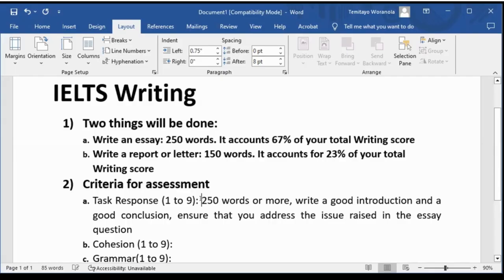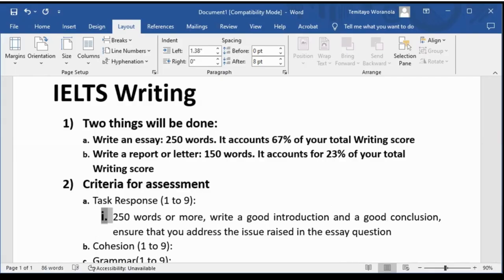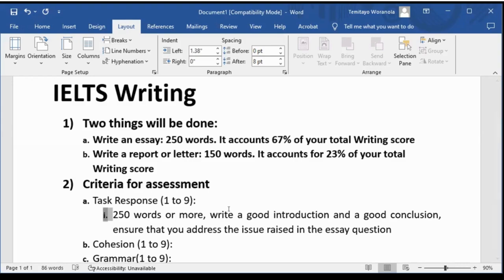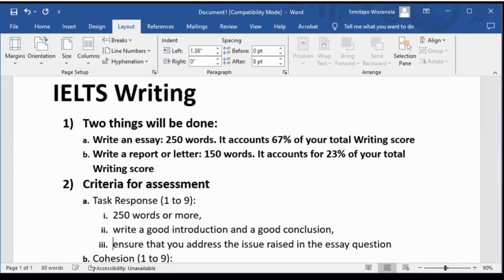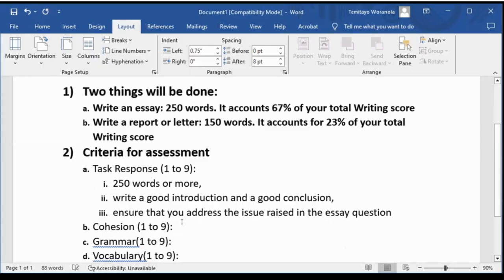Okay, so three important things. What's number one? 250 words or more. What's number two? Good introduction and good conclusion. And what's number three? Address the issue raised in the essay question.